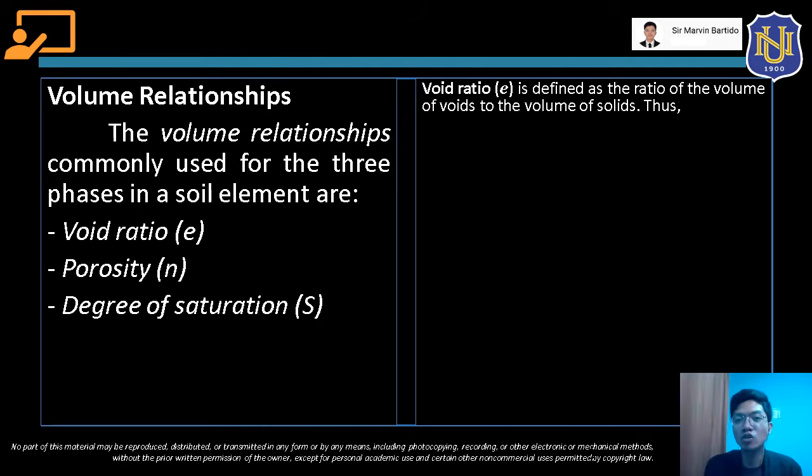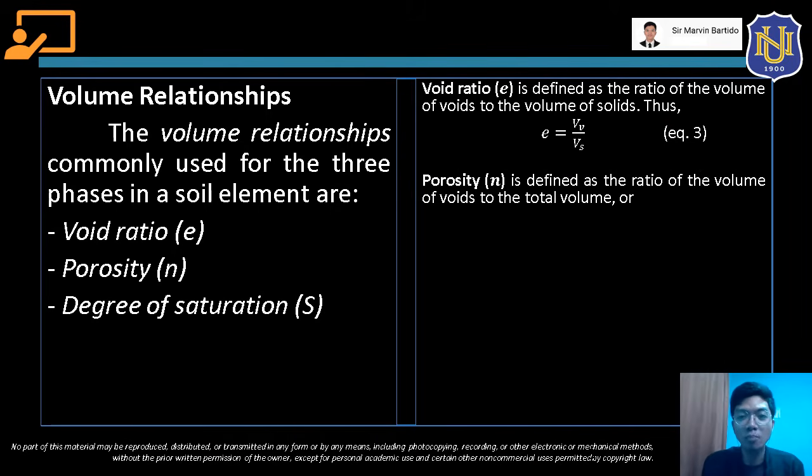For void ratio, this is defined as the ratio of the volume of voids to the volume of solids. This is the formula for void ratio. Again, this is e equal to V sub V over V sub S. V sub V here is the volume of voids, and V sub S here is the volume of soil solids. The volume of voids is composed of volume of water and volume of air, so take note of that. So this will be our equation 3.